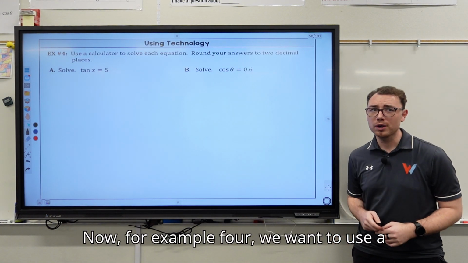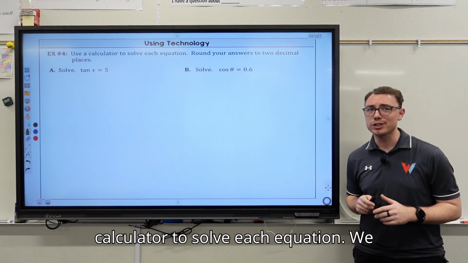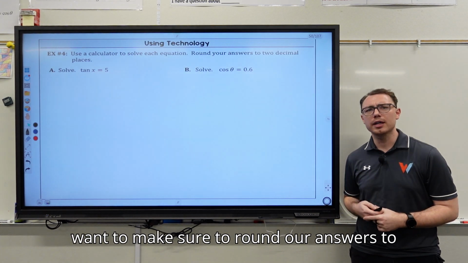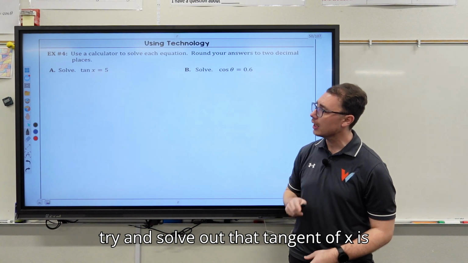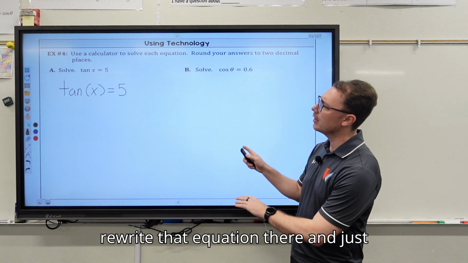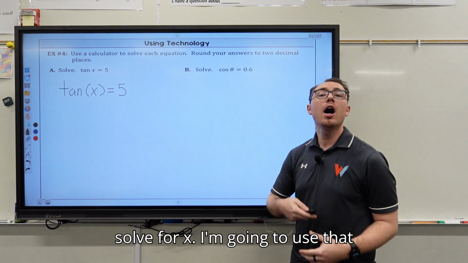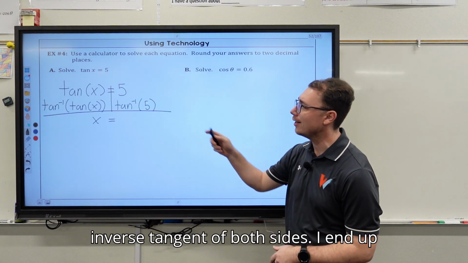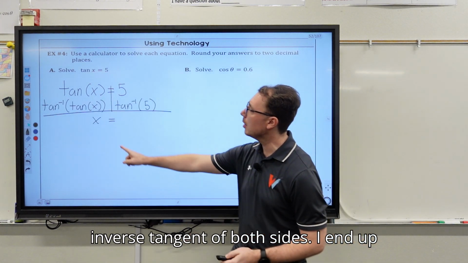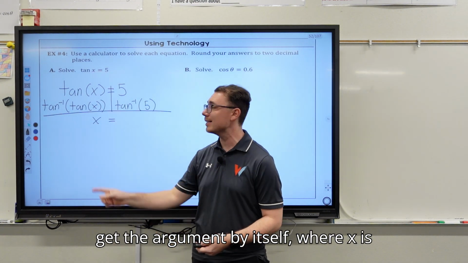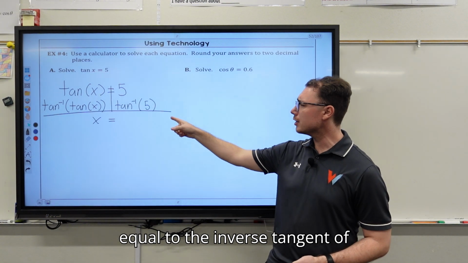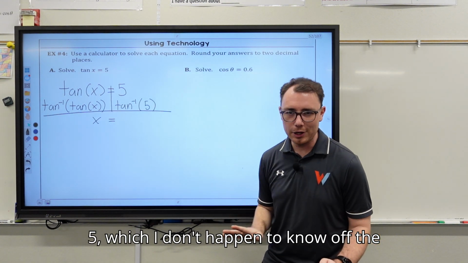Now, for example 4, we're going to use a calculator to solve each equation. We want to make sure to round our answers to 2 decimal places. In part A, we're going to try and solve out that tangent of x is equal to 5. First, I'm just going to rewrite that equation there and solve for x. I'm going to use that inverse property where I'm taking the inverse tangent of both sides. I end up simplifying out that tangent, so I just get the argument by itself, where x is equal to the inverse tangent of 5, which I don't happen to know off the top of my head.